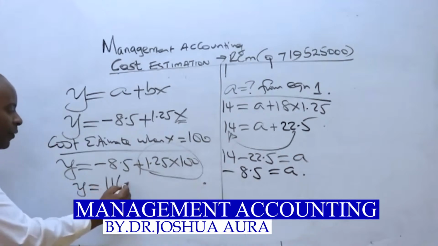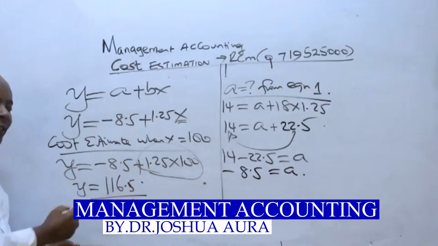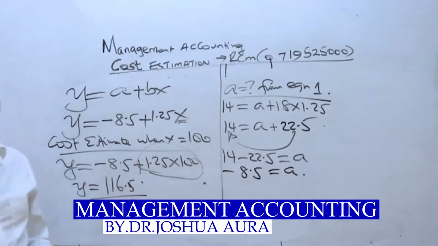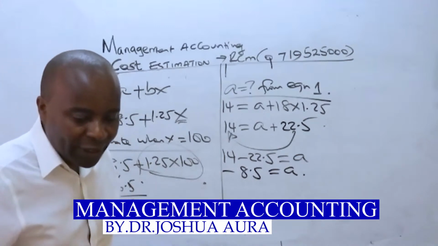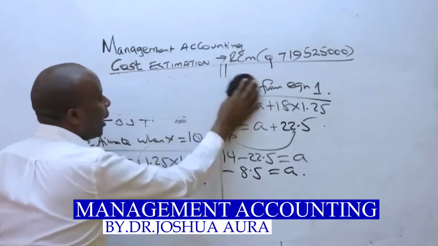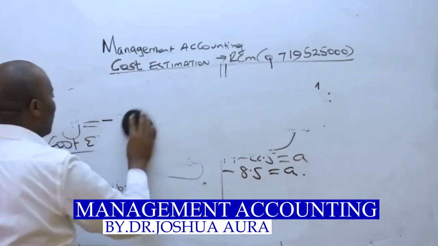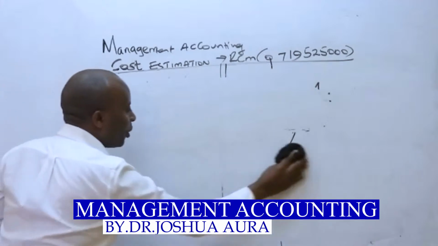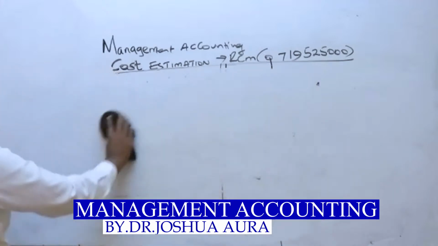116, 0.5. And that is the answer, like that. So that's what we call the high-low method.